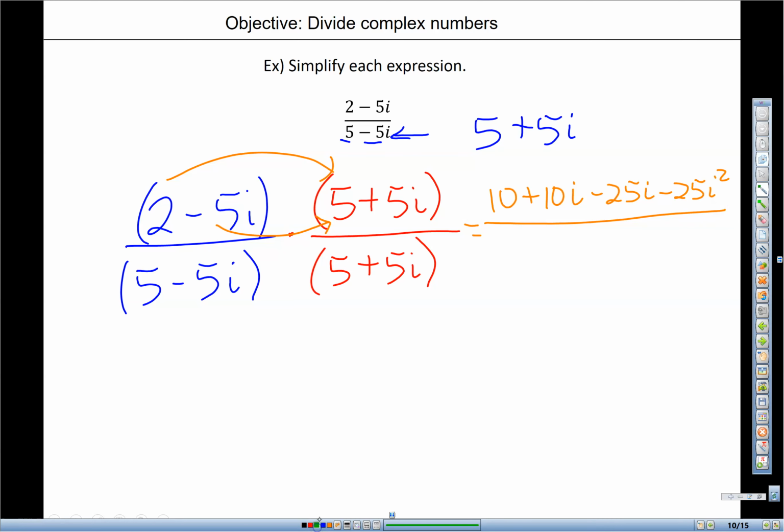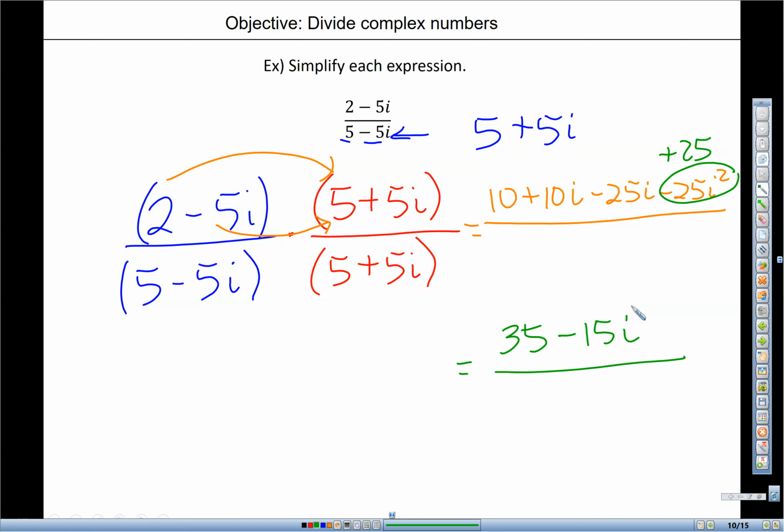I'm going to simplify that part first. So here, negative 25i squared would be negative 25 times negative 1, which would be a positive 25. So 25 plus 10 gives us 35. And then our positive 10i and the negative 25i would be a negative 15i.